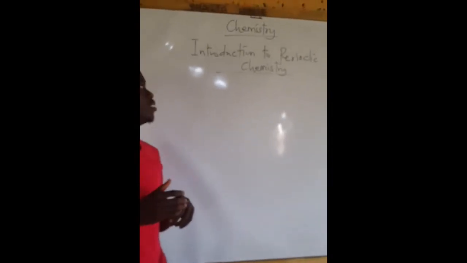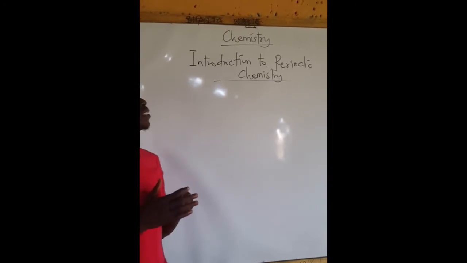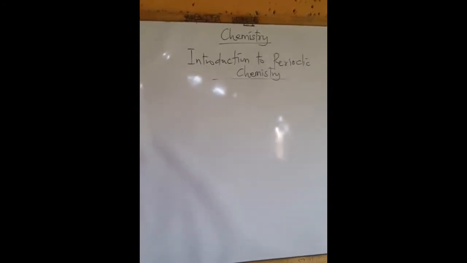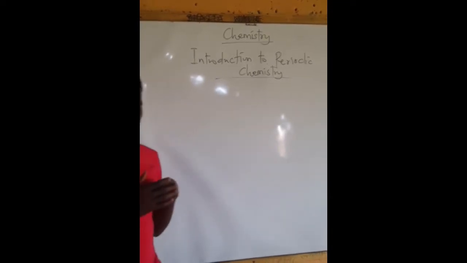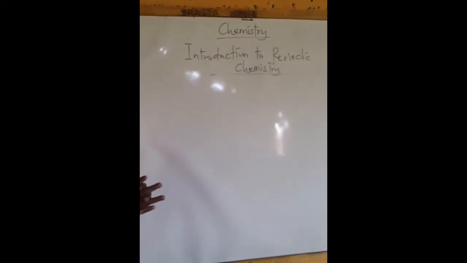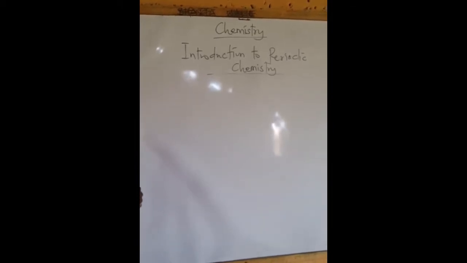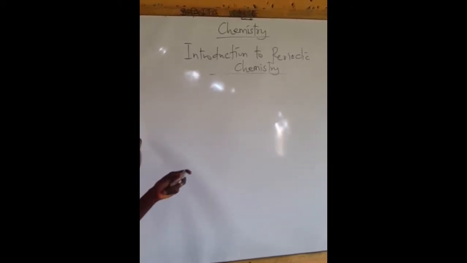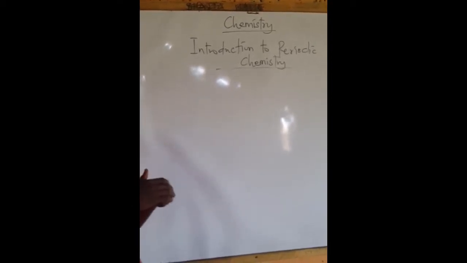So we are taking our tutorials on chemistry for 4 months. In 4 months, we are starting with introduction to periodic chemistry. Okay, so first of all, let's define periodic chemistry. Periodic chemistry is the study of the variation of properties of elements with atomic numbers. So here we are going to study the properties of what? Elements based on what? Their atomic numbers.